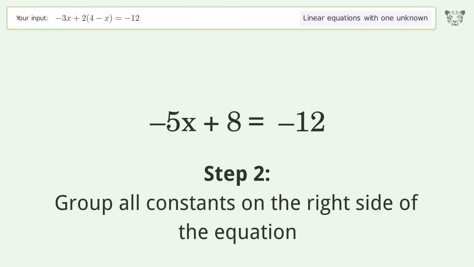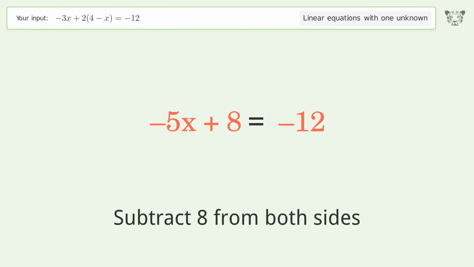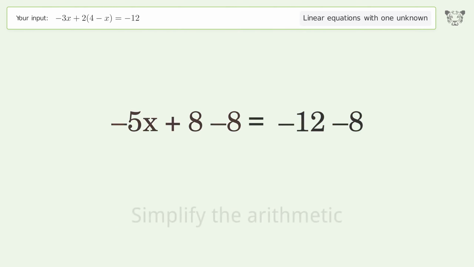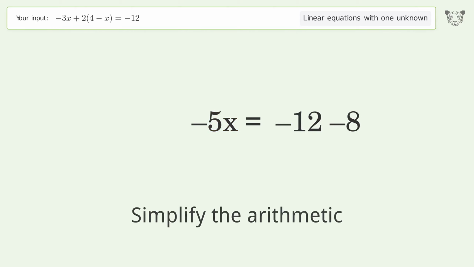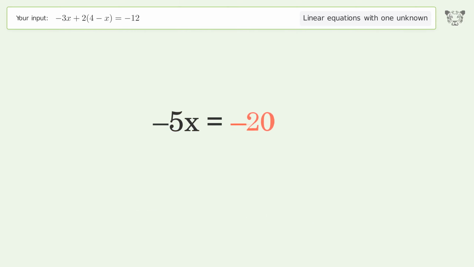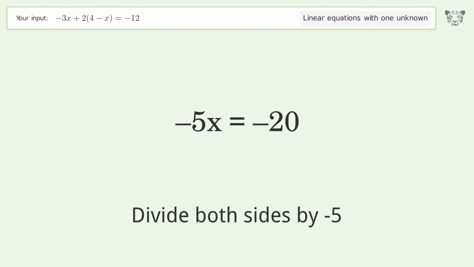Group all constants on the right side of the equation. Subtract 8 from both sides. Simplify the arithmetic. Isolate the x. Divide both sides by -5.